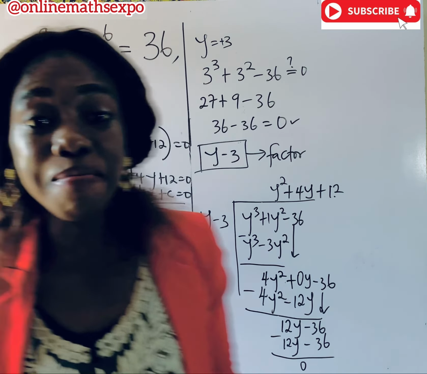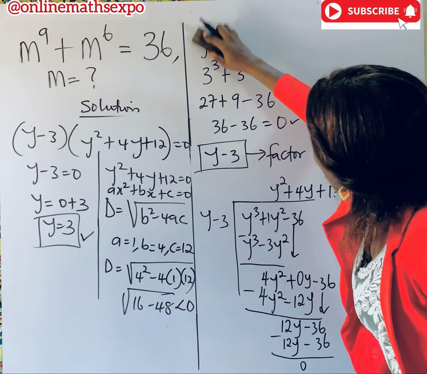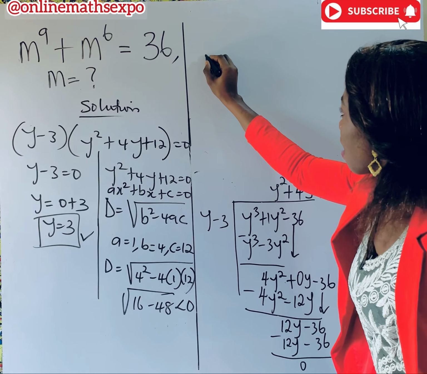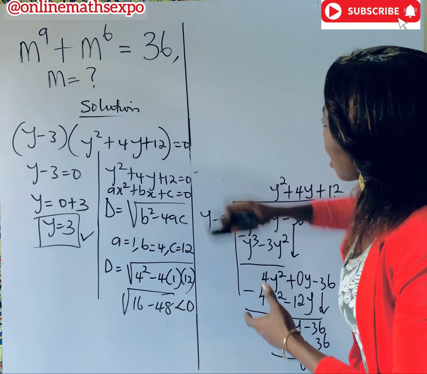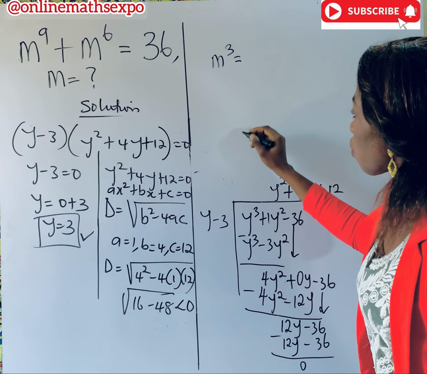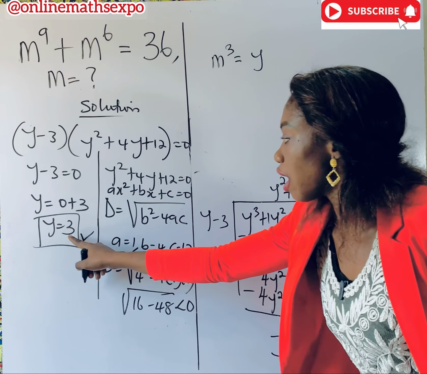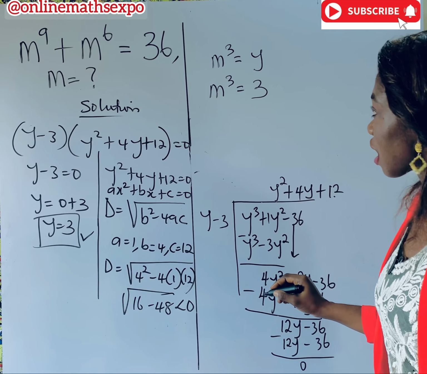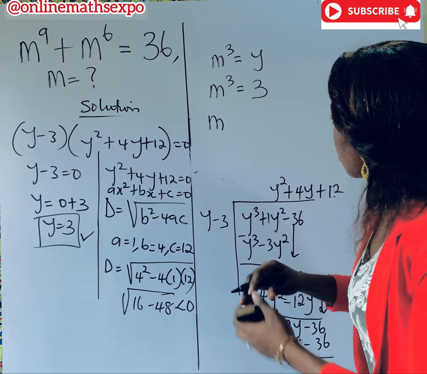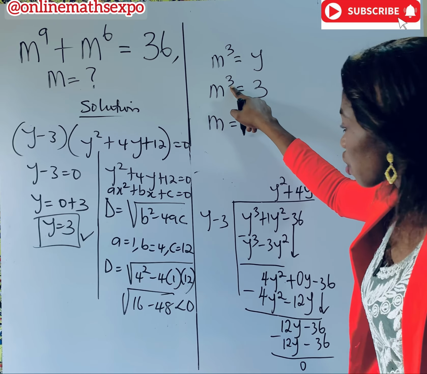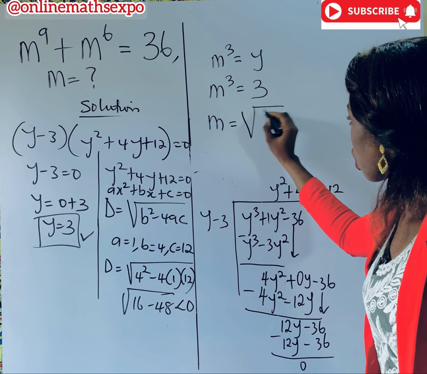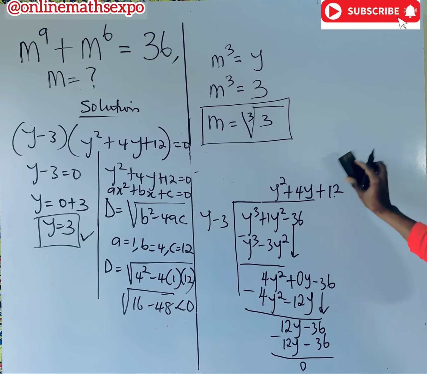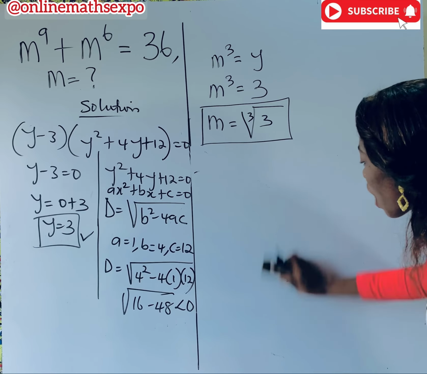Now, if y is 3, remember the question is not just on y, but on m. So how do you get the value of m? You made the statement that m raised to power 3 is equal to y. So put in the value of y here. We have m raised to power 3 is equal to 3. So in that case, to remove this power of 3, you are going to take the cube root of both sides. So m will give us what? Cube root of 3.